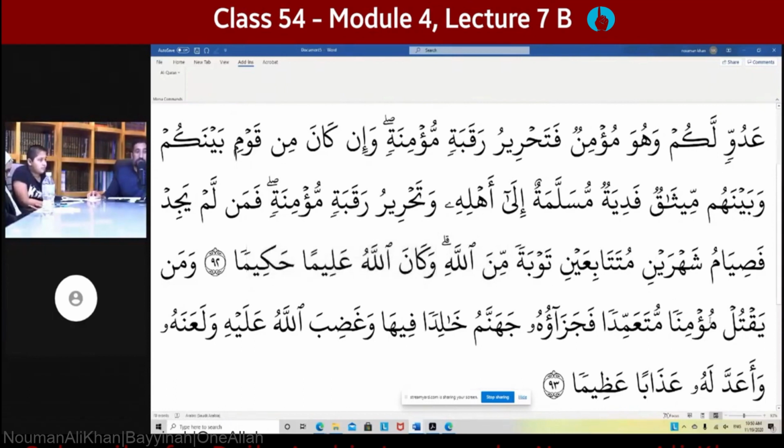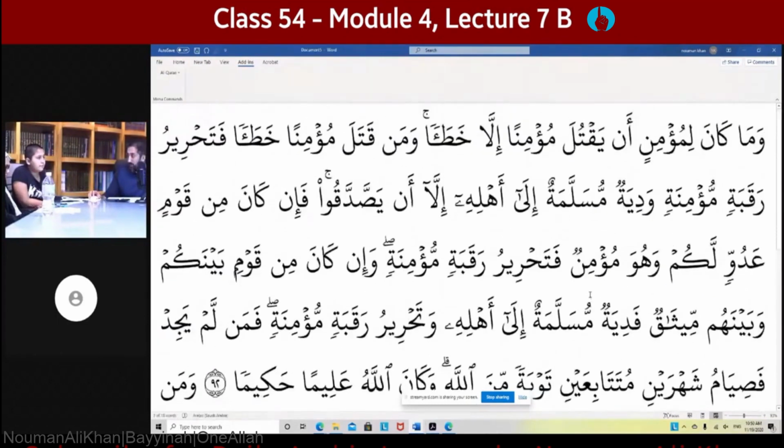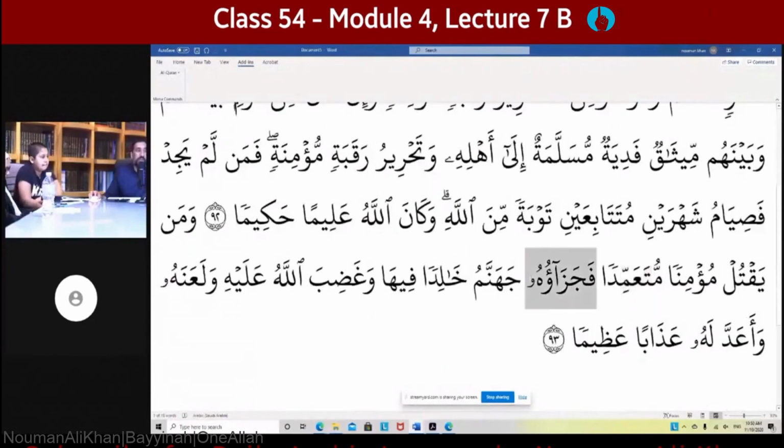وَمَنْ يَقْتُلْ مُؤْمِنًا مُتَعَمِّدًا. And whoever kills a believer on purpose. So the whole previous ayah was about killing by mistake. This one's about killing intentionally. فَجَزَاؤُهُ جَهَنَّمُ خَالِدًا فِيهَا. Then his punishment shall be Jahannam, in which he will remain permanently. وَغَضِبَ اللَّهُ عَلَيْهِ. And Allah is angry at him. وَلَعَنَهُ. And has cursed him. وَأَعَدَّ لَهُ عَذَابًا عَظِيمًا. And has prepared for him a great punishment.